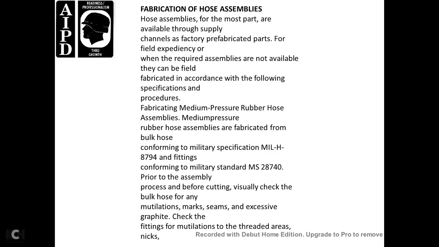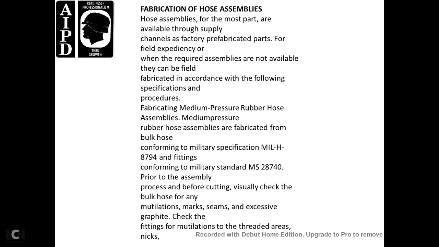Fabrication of hose assemblies. Hose assemblies, for the most part, are available through supply channels from the factory. When prefabricated parts are not available for expeditionary field use, they can be fabricated in accordance with the following specifications and procedure. Fabrication of medium pressure rubber hose assemblies. Medium pressure rubber hose assemblies are fabricated with bulk hose conforming to military specification MIL-H-8794. The fittings conform to military standard MS28740.